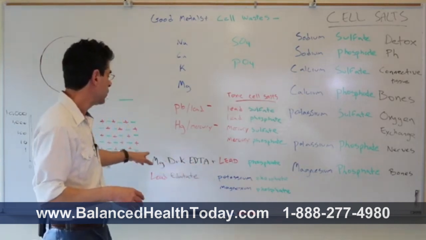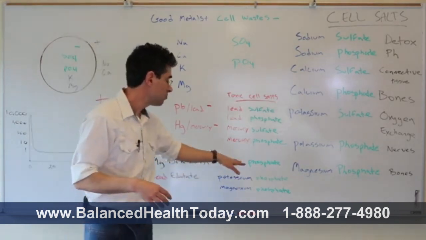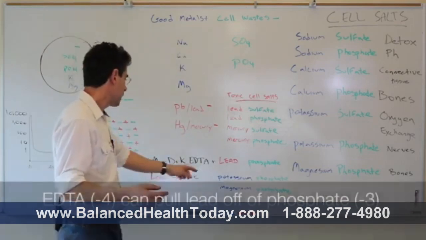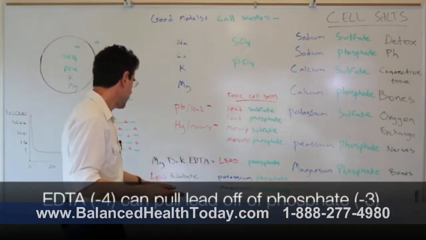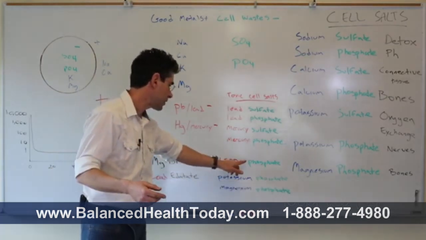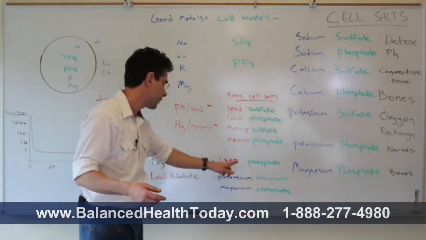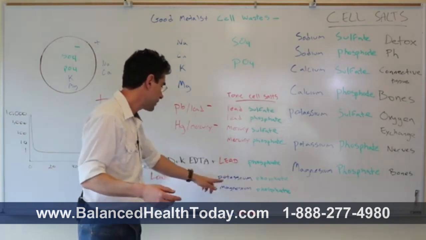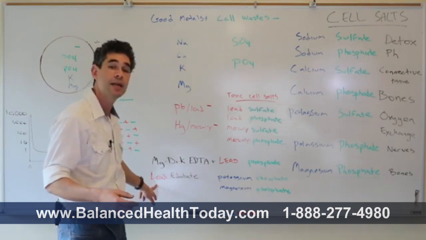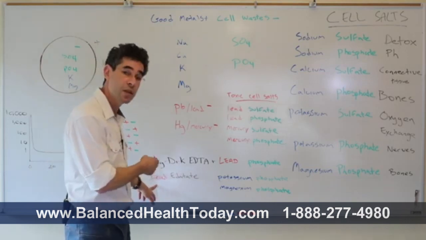And let's say you take this and it bumps into some lead phosphate as an example. What will happen? Well, the lead is going to attach to the EDTA, forming lead EDTA. And the magnesium will attach to the phosphate, and the potassium will attach to the phosphate. So you'll get potassium phosphate and magnesium phosphate. Now, the lead EDTA is soluble. This will dissolve in water.